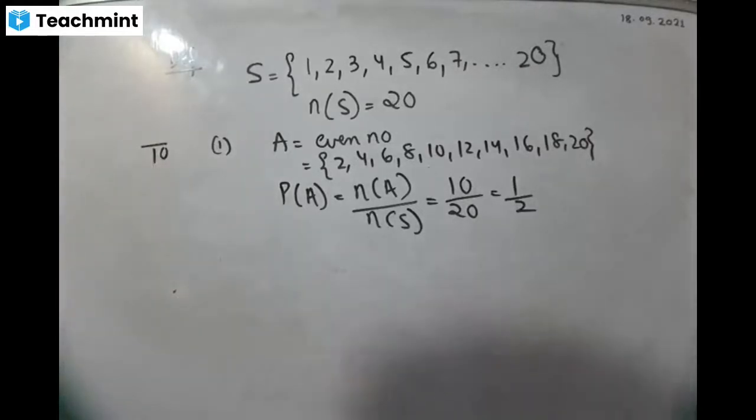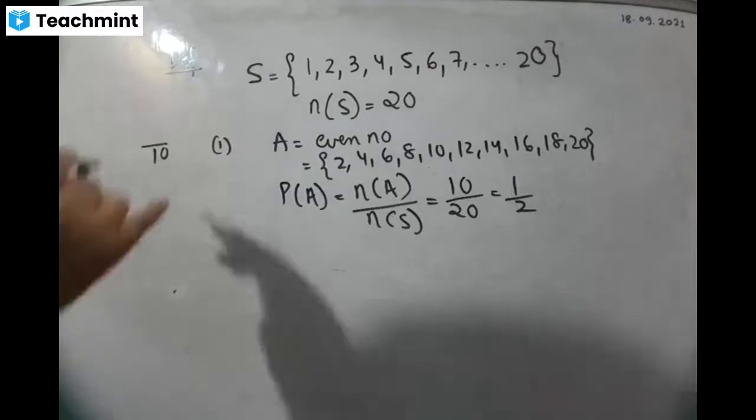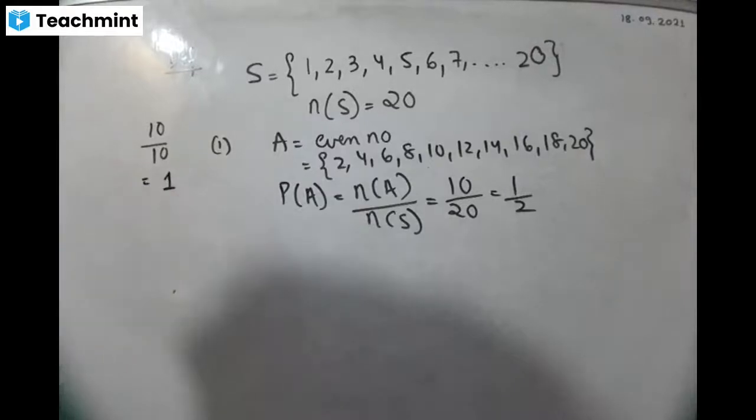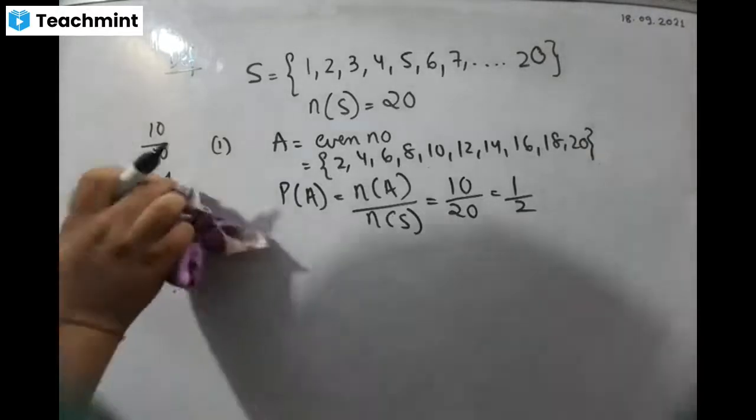What is the maximum number of sums which you can get correct? You can get one sum correct, two, three, four, or you can get all the sums correct. That means you can get all the 10 sums correct. That means 10 by 10 is 1. So the probability can never exceed 1. Keep that in mind. Is that clear? Okay.